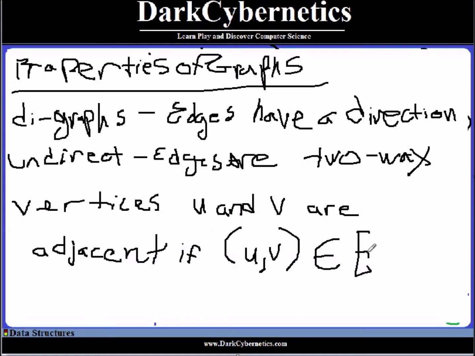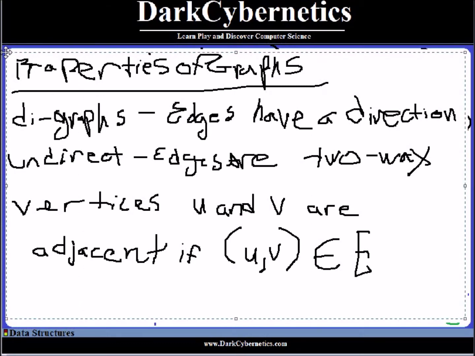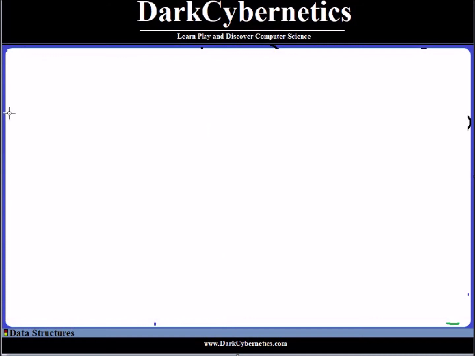Alright, simple concepts here. We can have bidirectional graphs or graphs with direction. In an undirected graph, edges are two-way, and vertices U and V are adjacent if U, comma V are in the set of the edges, E. Alright, so let's move on to another concept here.